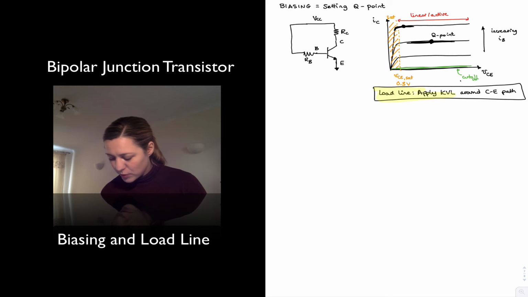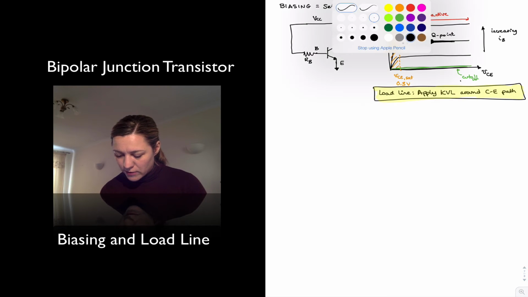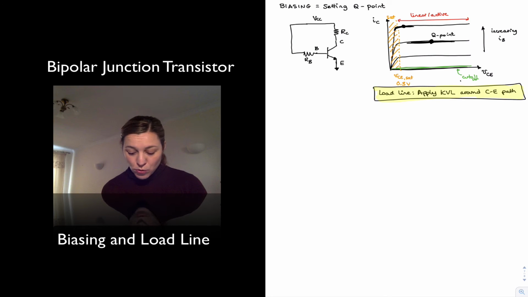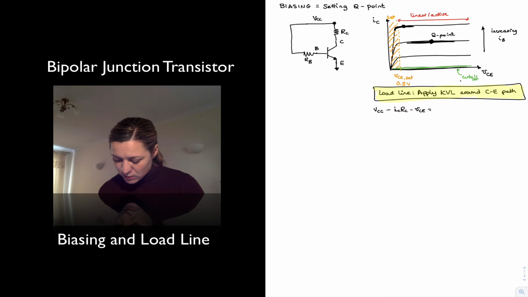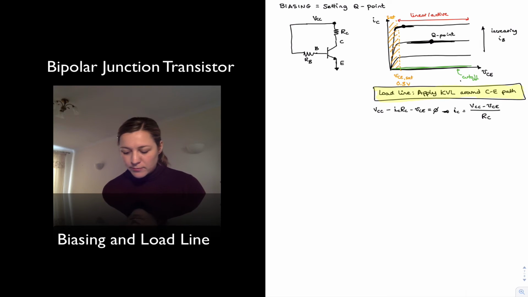And so for this simple case that I've represented here, our KVL equation will look as follows. If I apply through the collector emitter path, I start up here and I have VCC minus the voltage drop across the RC resistor, which is IC RC, minus the voltage drop across the transistor, which is VCE. That's equal to 0, and I can solve that for IC. I have IC is equal to VCC minus VCE divided by RC.